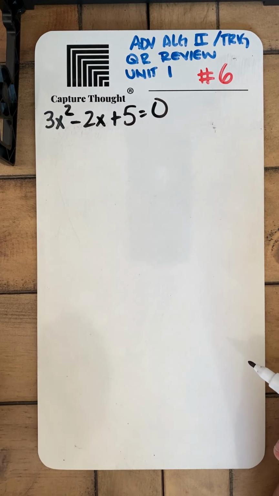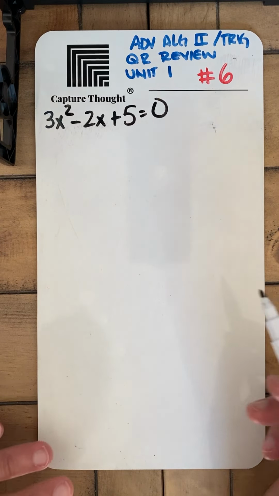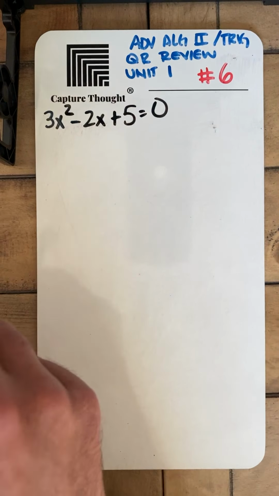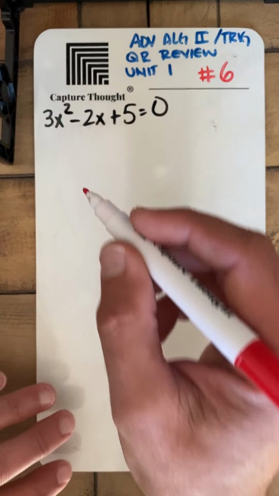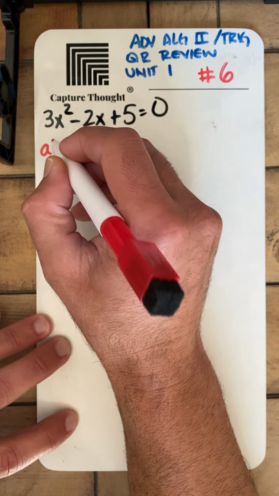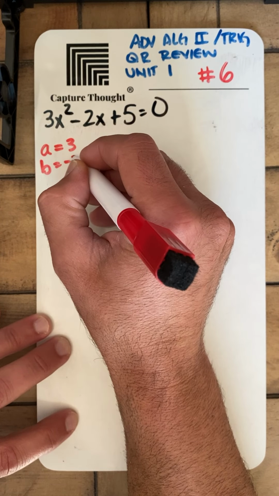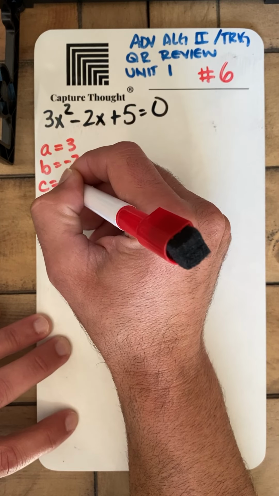Number 6 on the QR code review wants us to solve this quadratic using the quadratic formula and just leave your answers in exact form. Okay, so the first step you have to do, like we said before, tell me what the three values of A, B, and C are. So A is worth 3, B is worth -2, and C is worth 5.